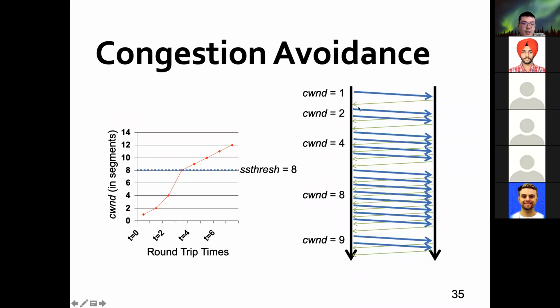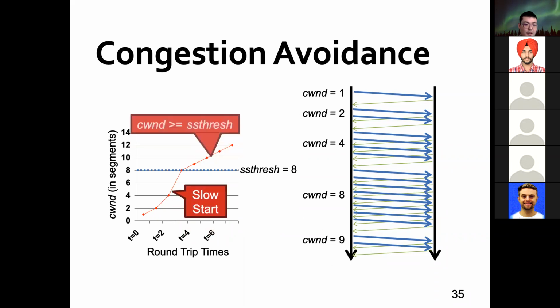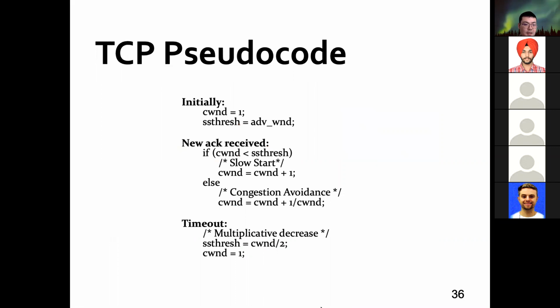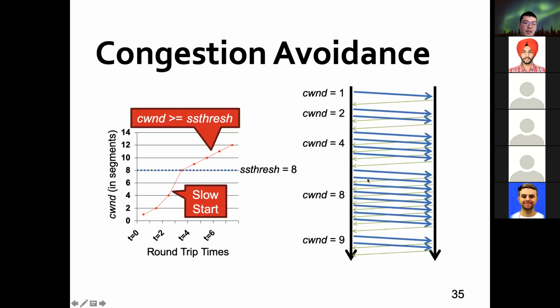Each time you add to the window size 1 divided by the window size. So when you get 8 acknowledgements, you actually add only 1. Next time you send 9. So this becomes a linear curve. Keep that in mind. Initially it's doubling, and then it is linear after each time step. Each time step is a round trip time. So you need to know this.